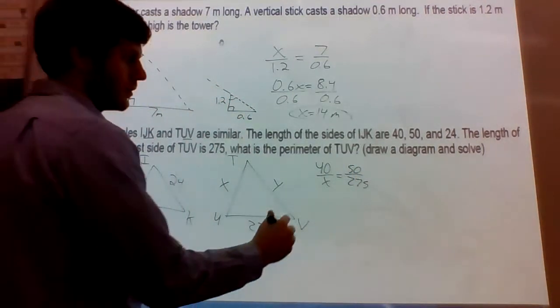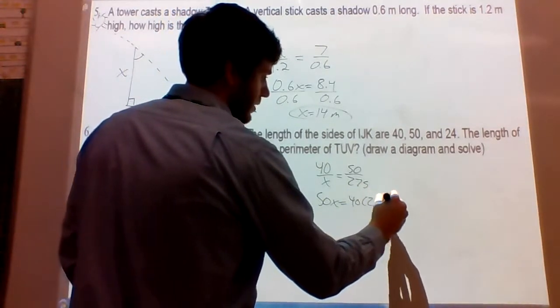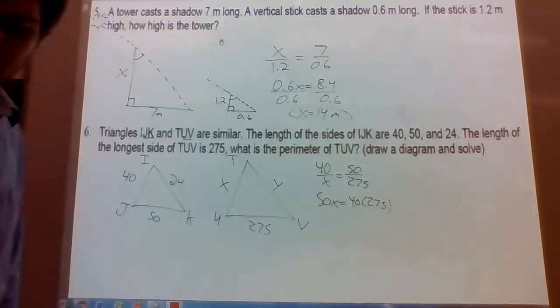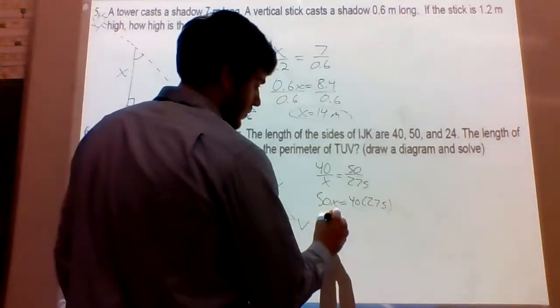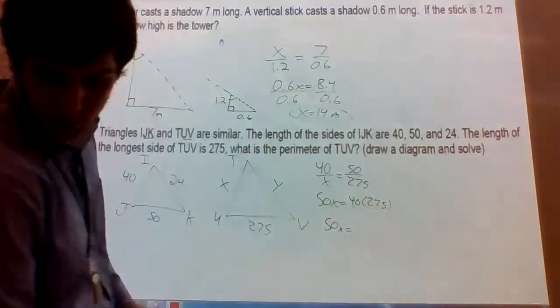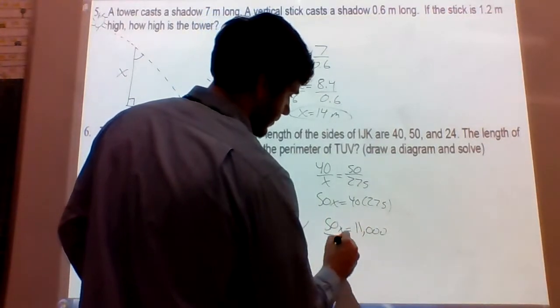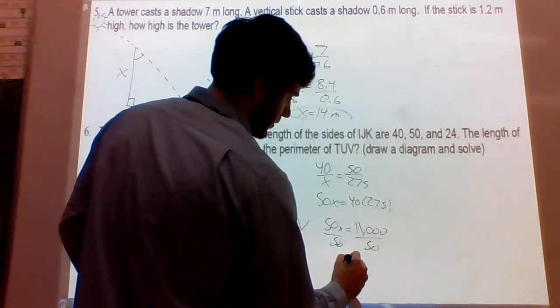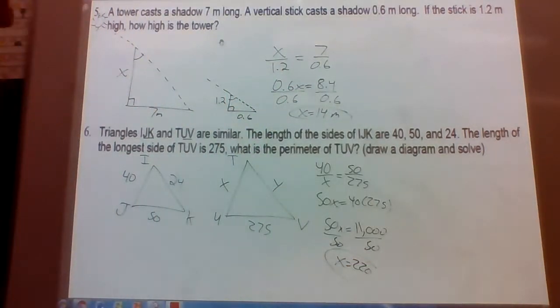Okay, we cross multiply, we get 50X equals 40 times 275. So 50X was 11,000, and we want to divide by 50. We get X equals 220. X is 220. That's not our final answer, but X is 220.